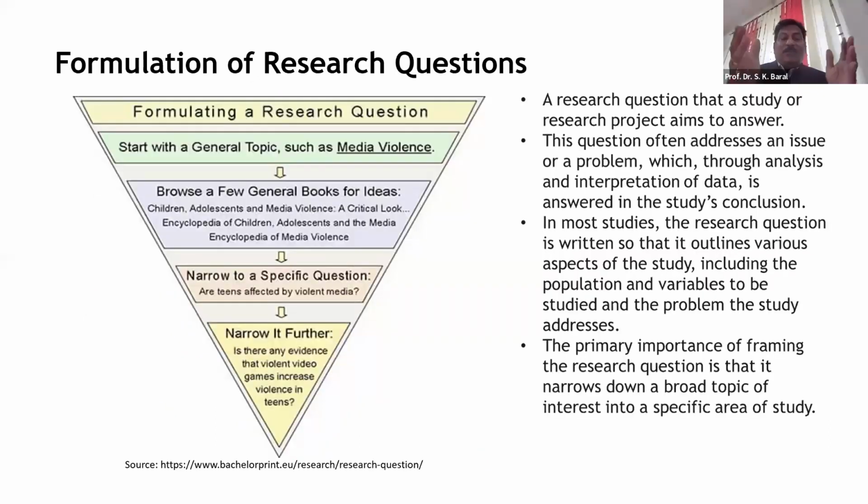So you know very well, as I told you, after getting the literature and the research gap, you must formulate the research question. You have to narrow down the research question. For example, you are writing a paper on media violence. You have to narrow down media violence to a specific area. Are teens affected by violent media? Again, you narrow down. Is there any evidence that violent video games increase violence in teens? If you narrow down the questions, then only your research will be highly effective.